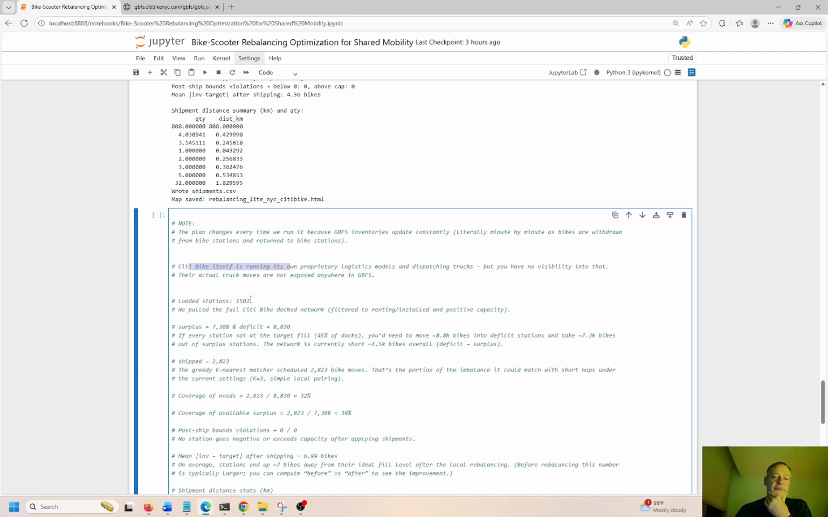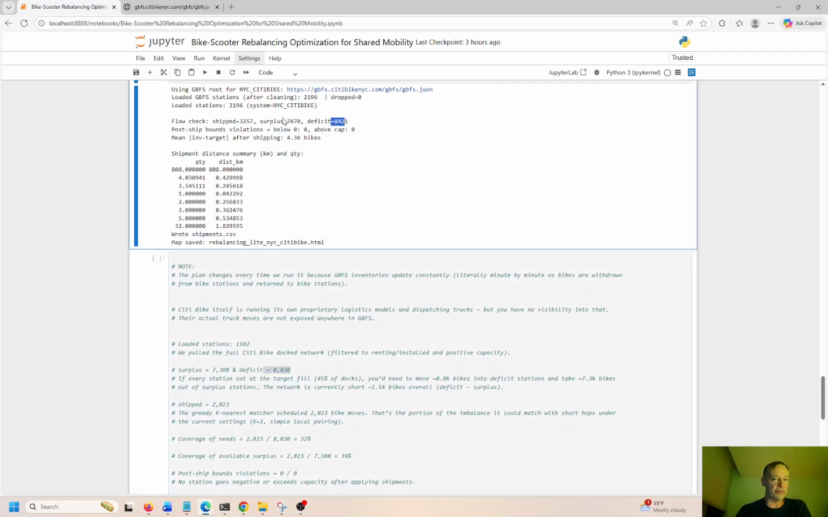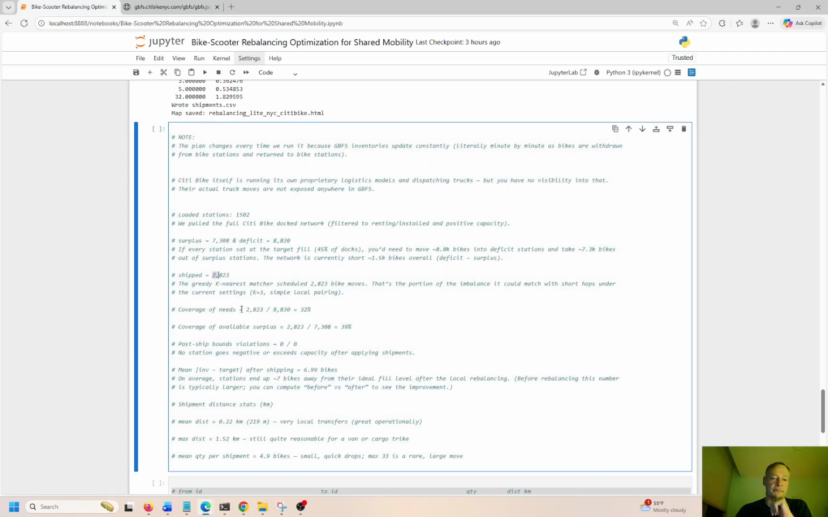So loaded locations, 1502, surplus, 7308, deficit 8830. So that is off a little bit, but again, the data is updating all the time. So if you do this 2 times in 1 minute, you should get the same results. If you do this and wait 5 or 10 minutes, the results are going to be a little bit different, right? So total bikes shipped, 2,800. Coverage needs 2,800 over 8,800 is 32%. Coverage available is about 39%, and post-ship violation 0. Okay, so we're fine there.